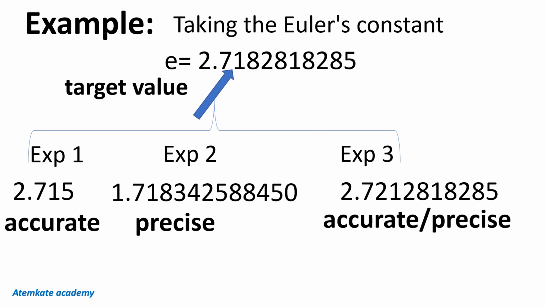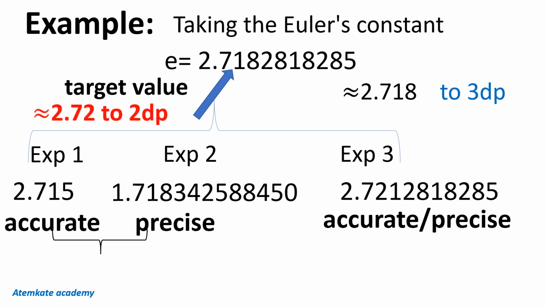Let's approximate the Euler constant to 3 decimal places, we get 2.718. We see that it is not exact to our precise and accurate value. Let's approximate the accurate value, the precise value and the target value to 2 decimal places. We will obtain 2.72 for the target value, 2.72 for the accurate value, and 1.72 for the precise value. From this we can say that an approximated value can be accurate but not precise.